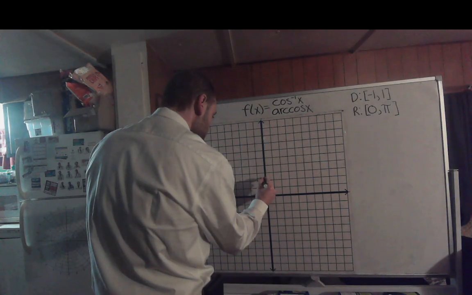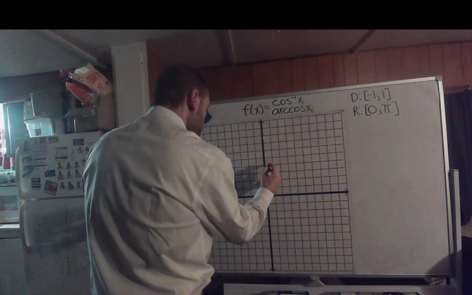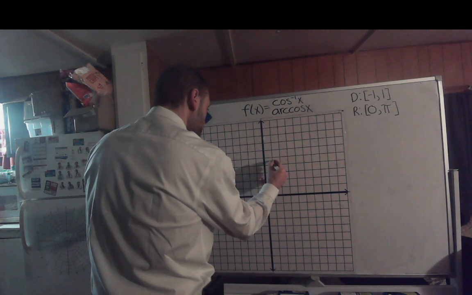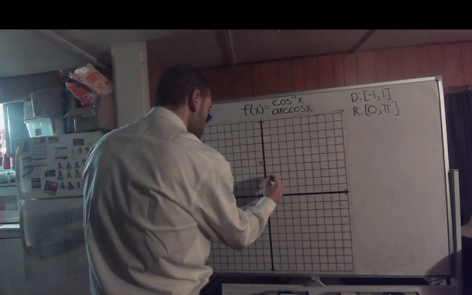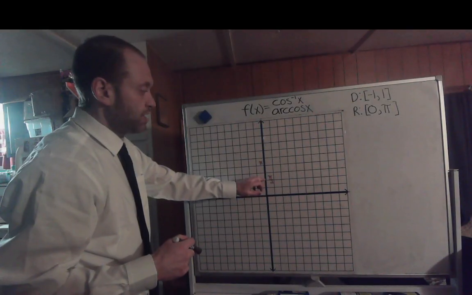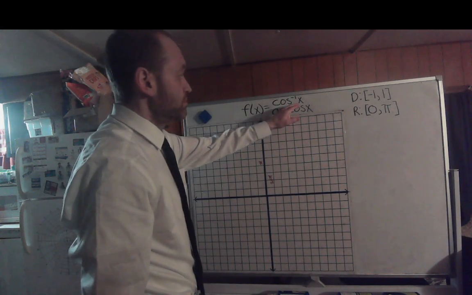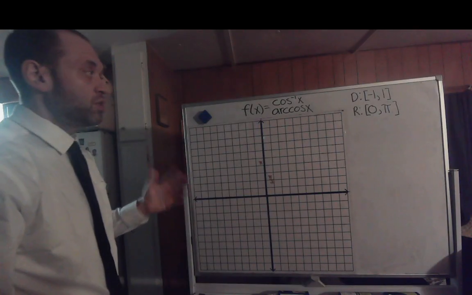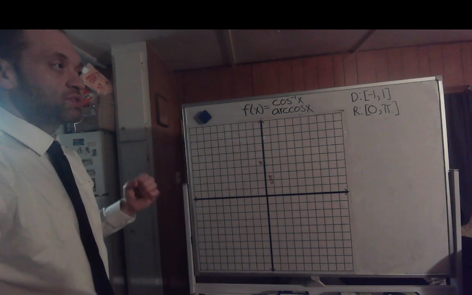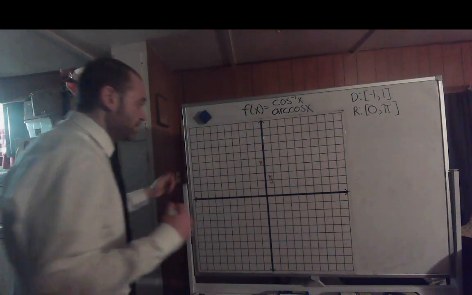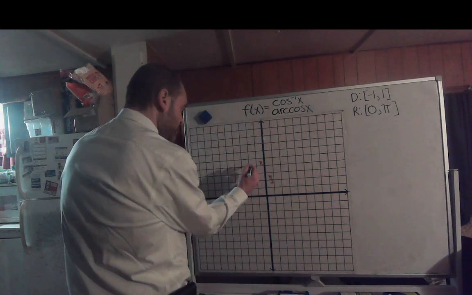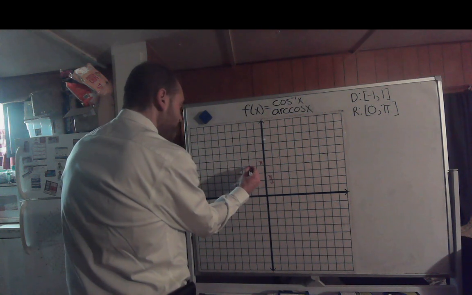Here's pi over 2. Here's going to be pi. Actually, it just dawned on me, I might want to list this one over here. So there's your range, 0, pi over 2, and pi. Alright, so if I put in negative 1 for x, that's asking me the cosine of what angle gives me negative 1. That would be pi, right? So when x equals negative 1, my y value is pi.